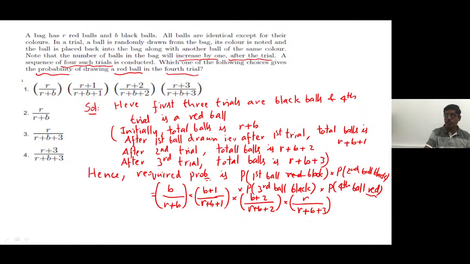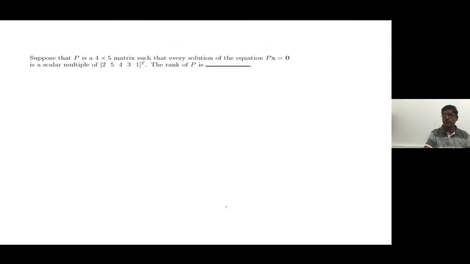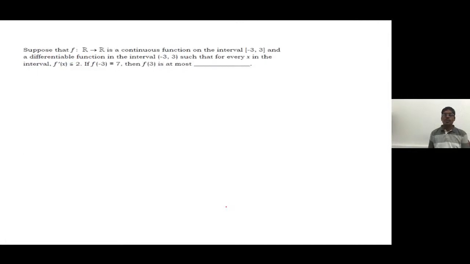Okay, next question. Suppose that this is a computer science question. f from R to R is a continuous function on the closed interval minus 3 comma 3 and a differentiable function in the open interval minus 3 comma 3 such that for every x in the interval f dash x is less than or equal to something. If f of minus 3 is equal to 7, then f of 3 is at most, numeric question.